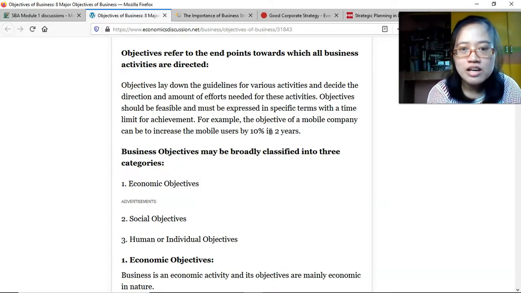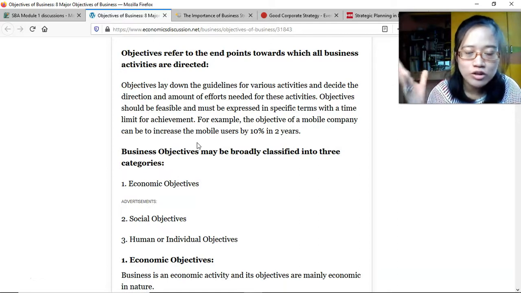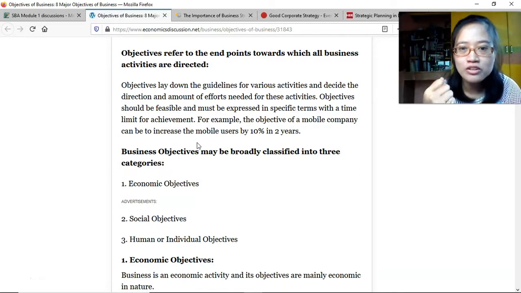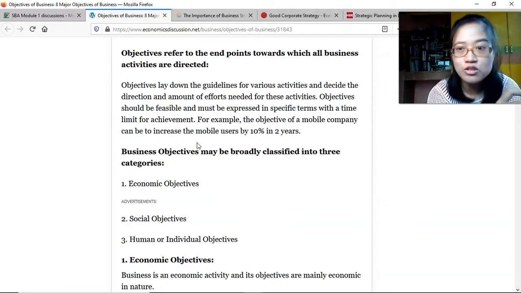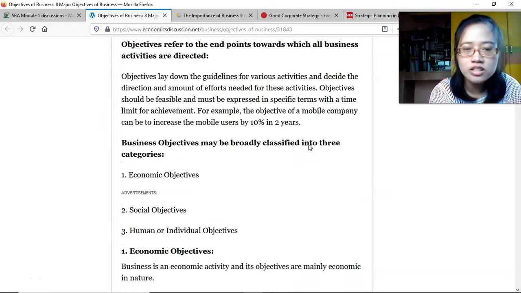Okay? For example, the objective of a mobile company can be to increase the mobile users by 10% in 2 years. Okay? Normally, kapag startups, new businesses, the objectives are normally in terms of the market share, okay? Penetrating the market kasi, di ba, customers. You need the customers to get your revenue. So, in a way, how many customers do you want to have instead of translating it immediately to sales, okay? And then you have your first few years, in 1 year, in 2 years.